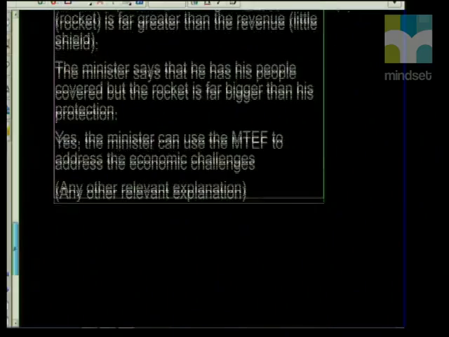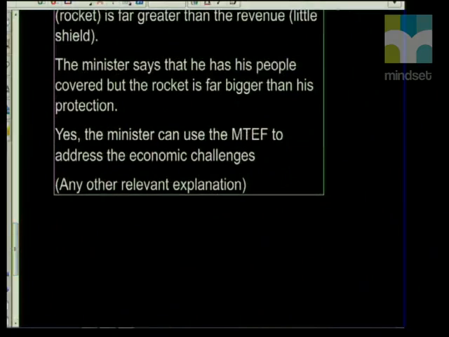The second one is that the minister says that his people are covered, but the rocket is far bigger than the protection. Yes, the minister can use the MTEF to address the economic challenges. Remember, the MTEF is a budget for 3 years. So if this year we are unable to cover that, we say, okay, what we didn't cover this year, next year, 2013, 2014, is what is going to happen. And then 2014, 2015. And then in the 3 years, we are able to cover all, or if not all, most of those things which that rocket was displaying there.